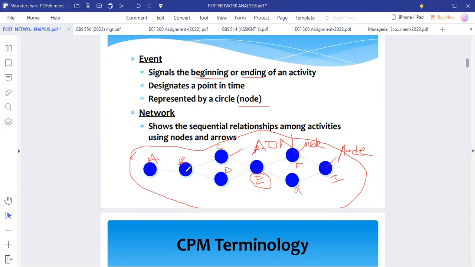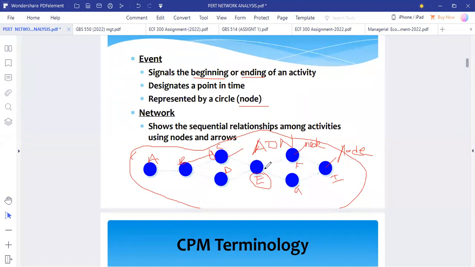So meaning that B can only start when A has been done. Also now, activities C and D can start when B has been completed. That's when we can have activity C and activity D done only when B has been done. And then activity E can take place when C and D have been completed.